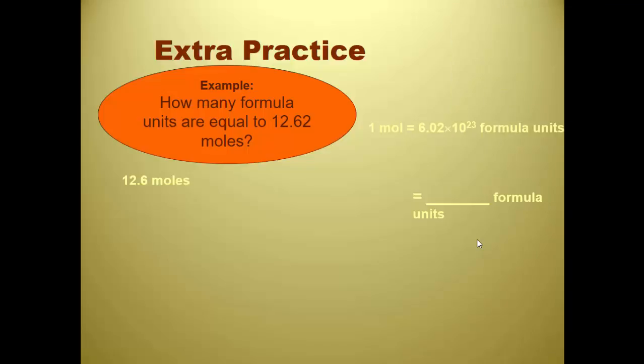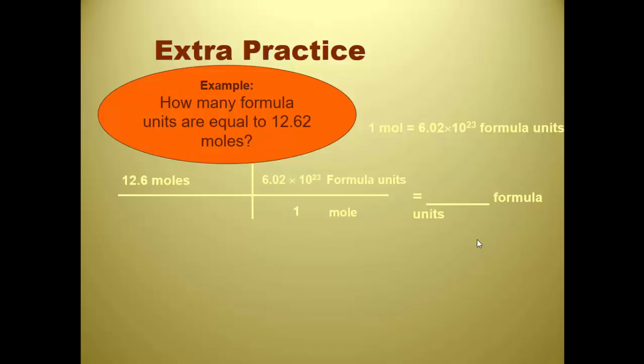Our conversion factor is 1 mole equals 6.02 times 10 to the 23rd formula units. What's going to go where? We want our moles to cancel, so they go on the bottom. That means formula units needs to be up top. So we have 1 mole at the bottom, and how many formula units is that equal to? It's always Avogadro's number, 6.02 times 10 to the 23rd formula units.